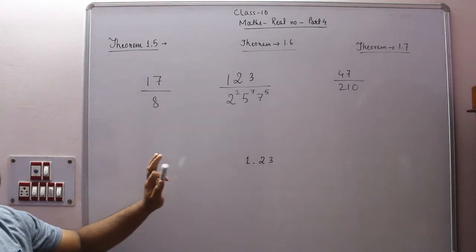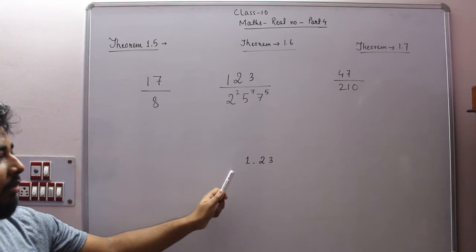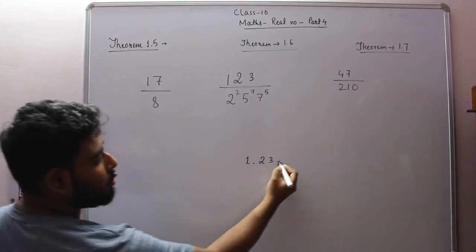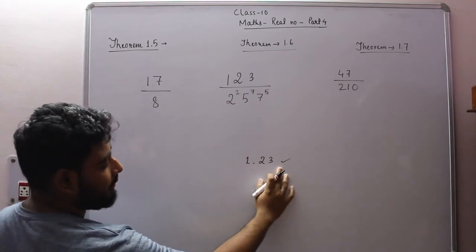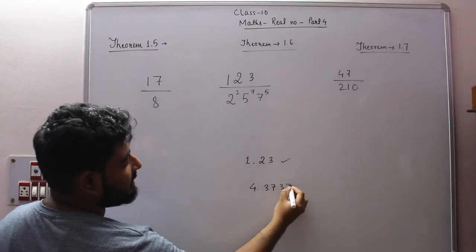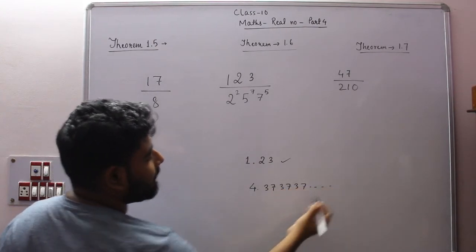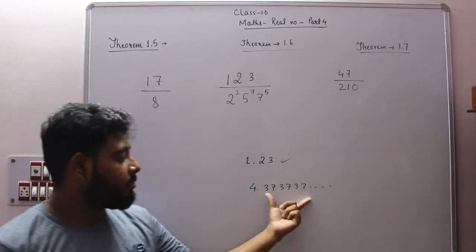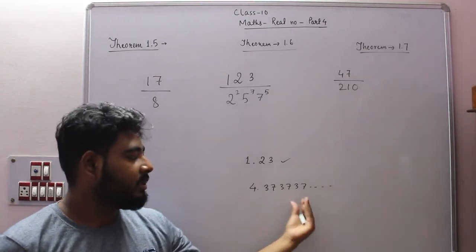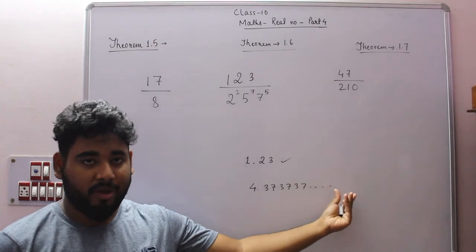Okay? So before going into this, I want to tell you what is a terminating decimal expansion and a non-terminating one. Suppose 1.23 is terminating because it ends here. But suppose the situation is like this, 4.373737 you are getting. Okay? So that means this is a non-terminating decimal expansion. Why? Because it keeps on repeating the same thing, right?